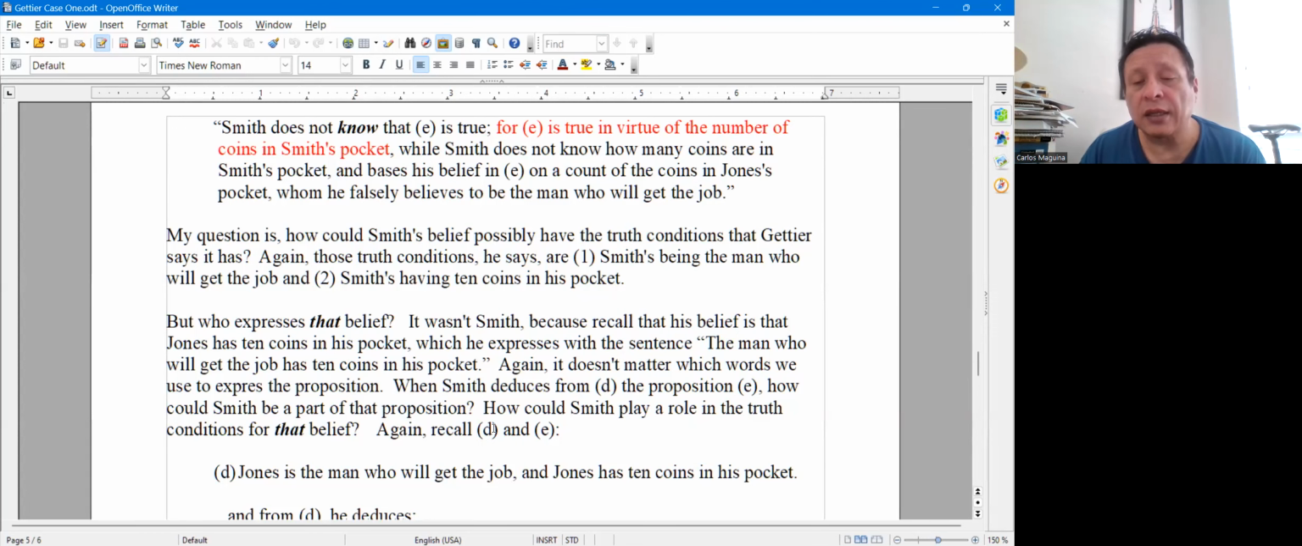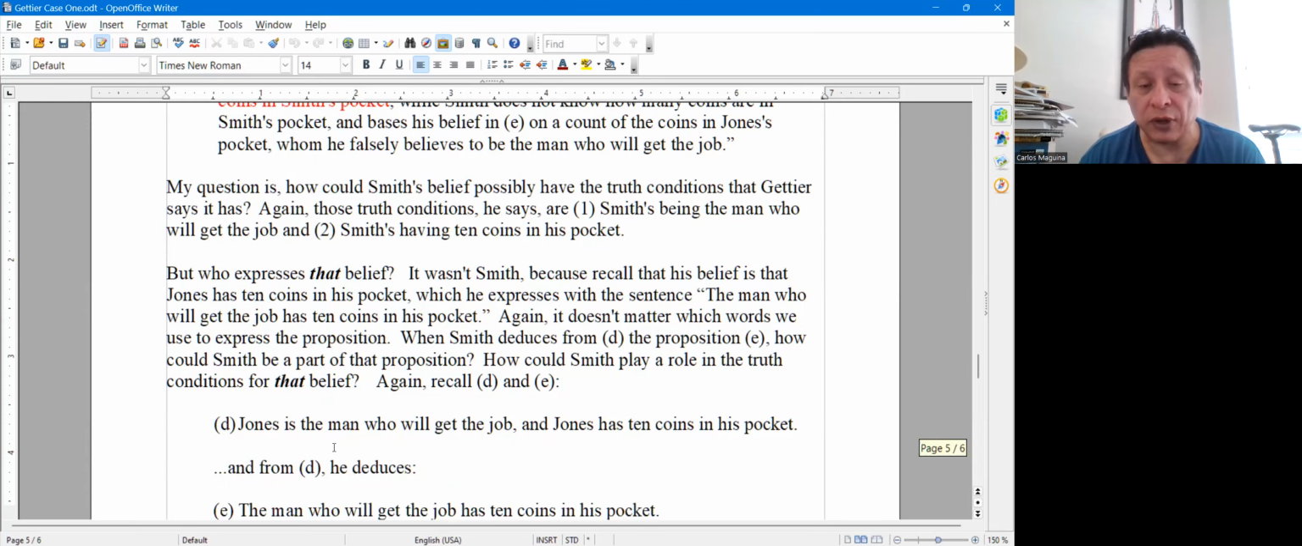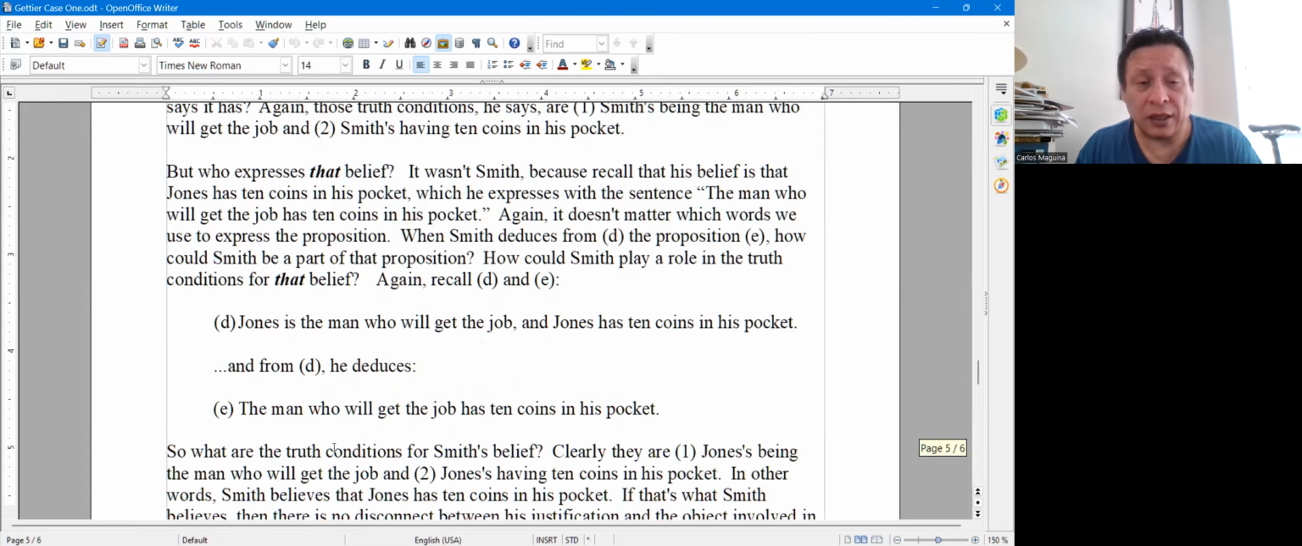So again, it doesn't matter which words we use to express the proposition. When Smith deduces from D the proposition E, how could Smith be a part of that proposition? How could Smith play a role in the truth conditions for that belief, right? And again, recall the belief that he's using to deduce E from. The belief is D: Jones is the man who will get the job, and Jones has 10 coins in his pocket.